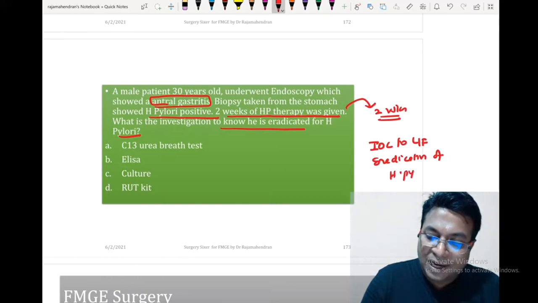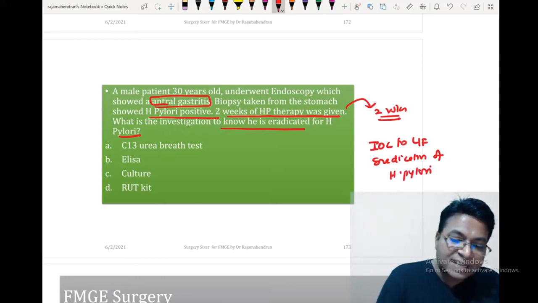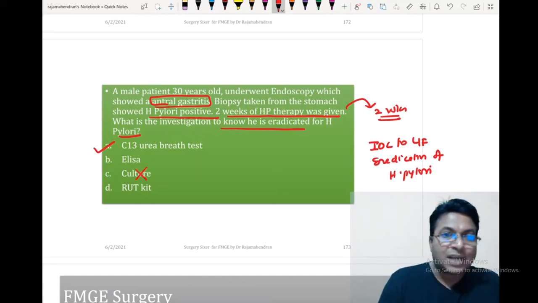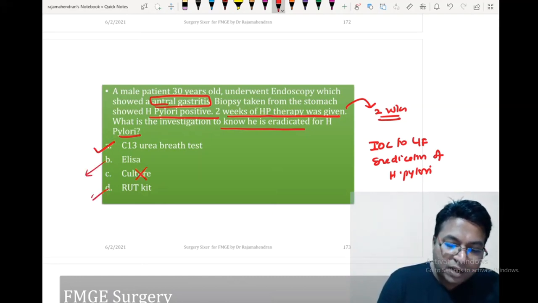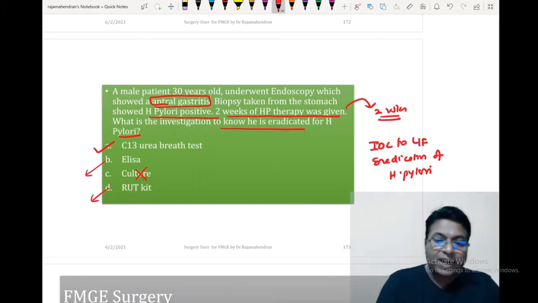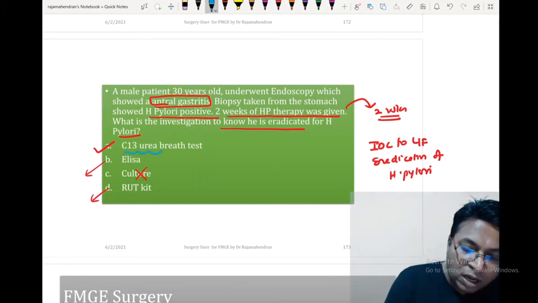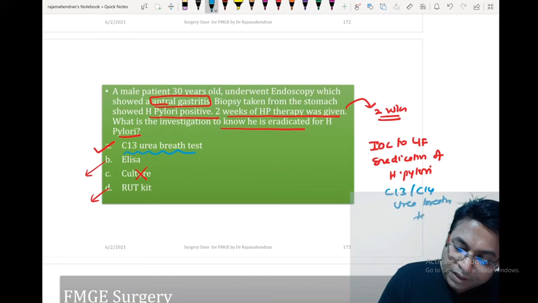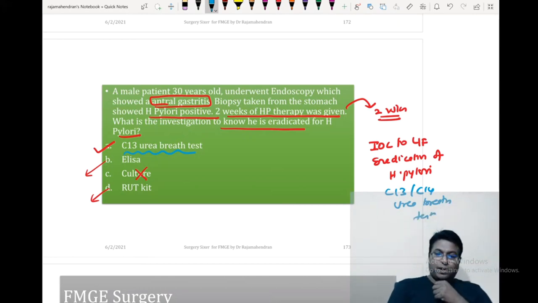This is a direct one-liner. To look for eradication, the answer is C13 urea breath test. So not culture. ELISA and RUT are for diagnosing before the treatment, not after treatment. After treatment, that's a direct MCQ for long years. C13, C14 urea breath test is used for these cases.